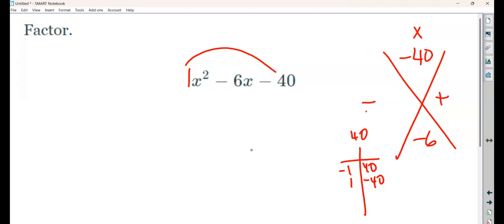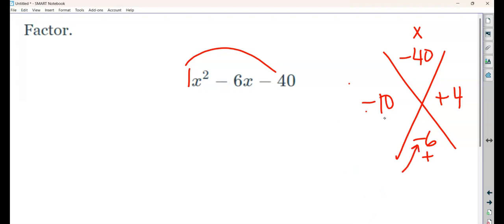Oh, I know. Negative 4 and 10, or 4 and negative 10. Alright, so my sum has to be negative. So that means my larger number has to have this sign. So that means the 10 will be negative and the 4 will be positive. So that's how you decide there. You use the sign of the sum to really determine.